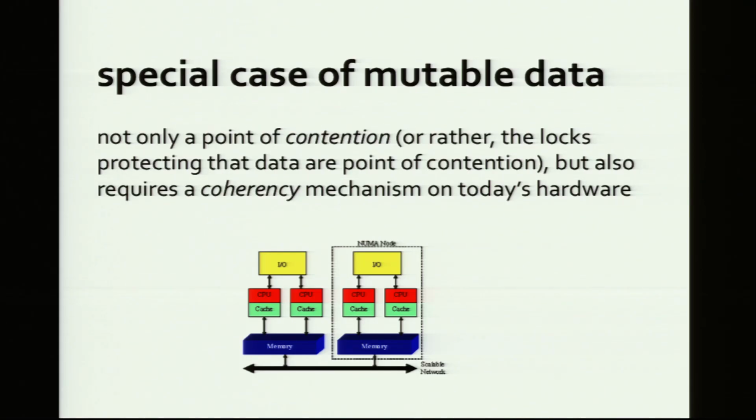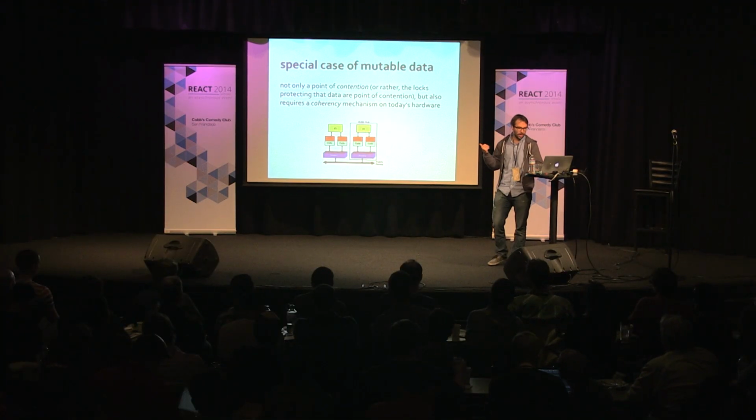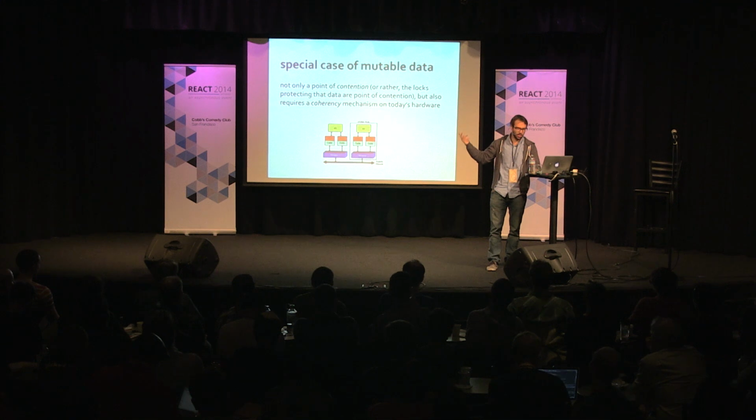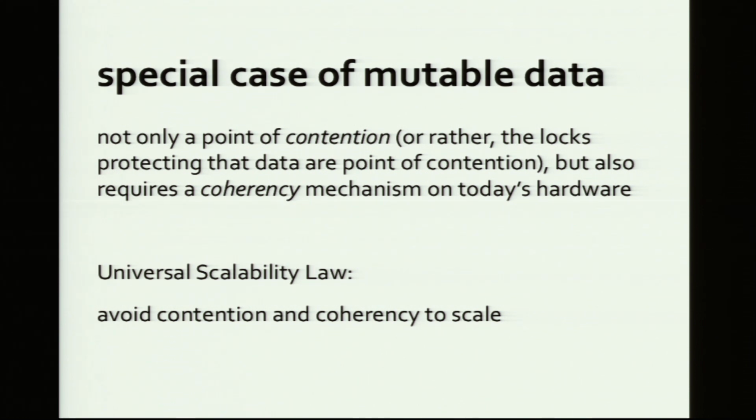Now, there's this special case of mutable data, which is a shared resource, right? But it's a special case because it's not only a contention point, not only a shared thing that you want to avoid, but given the architectures that we run on today, it also requires some kind of coherency to make sure that when that data gets updated, other things in the system are notified and can act on that data. This is just a quick picture of a NUMA node and the reality of what it means today to be manipulating mutable data. This gets back to the universal scalability law, and in particular that two of the biggest things that really hurt you with scalability are contention, which you've already talked about, and the other big one, coherency, if you actually want to scale.